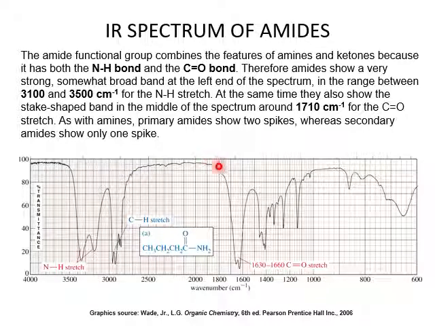And then you have the amide, which is the carbonyl bonded to an amine. So the amide functional group combines the features of amines and ketones because it has both the NH bond and the CO bond. Therefore, amides show a very strong, somewhat broad band at the left end of the spectrum. So you have your NH stretch and you have your CH stretch. So it's kind of like, again, you're combining the carbonyl with an amine signal.